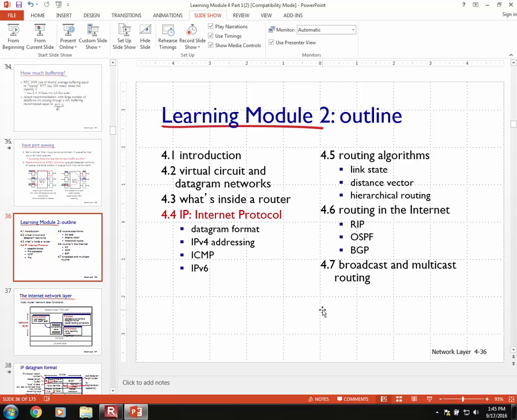So the next thing I want to focus on in this learning module is the IP protocol. We want to talk about the format of IP, IPv4 addressing, ICMP, and IPv6.